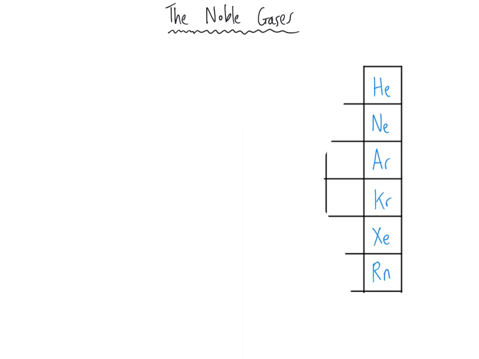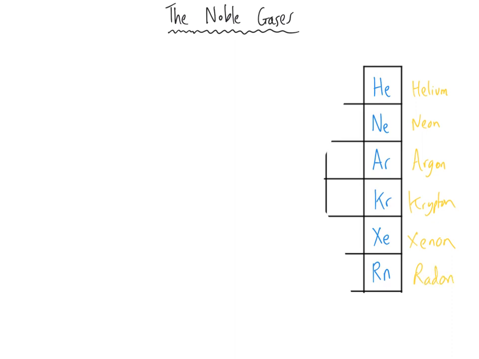First of all, let's explore what the noble gases actually are. There is helium, the lightest of the noble gases, and then neon, next comes argon, krypton, xenon, and radon.